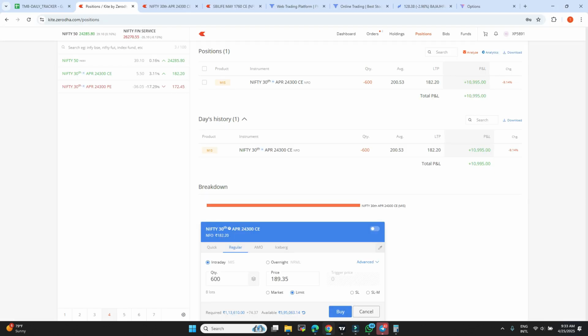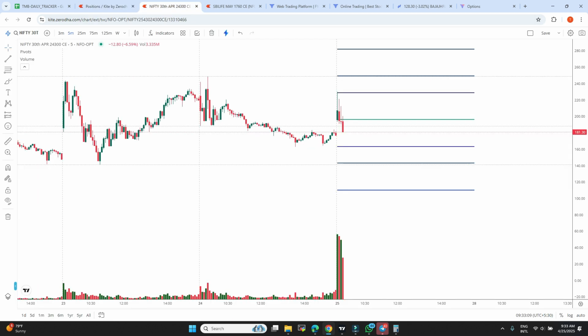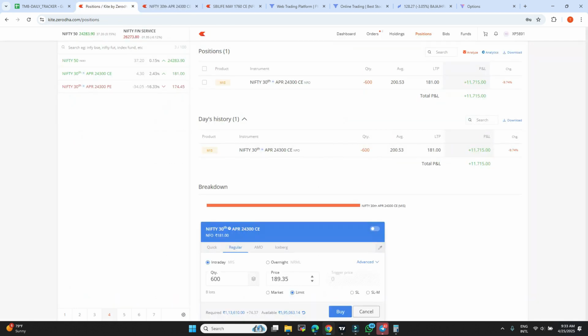Nifty is falling. It will protect here actually. Let's see. See, the buyers started. So let me add here something. My target for the scalping done today.